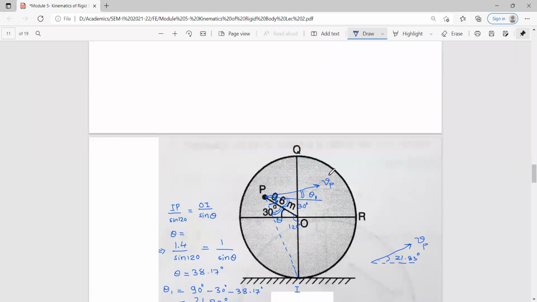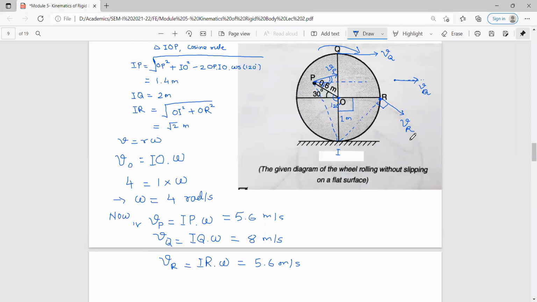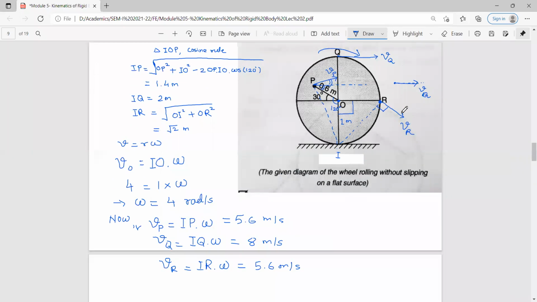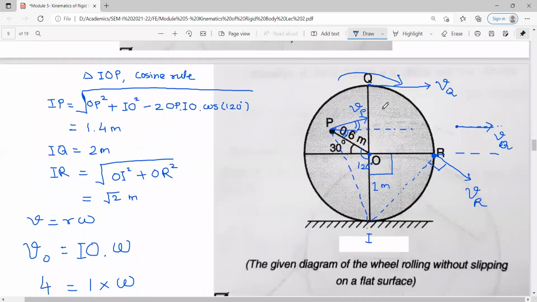So for IR, see what is the direction of velocity of point R. You have to find this angle. Which angle am I interested in? I am interested in this angle. This is my reference: the positive x-axis is my reference from where I am measuring all the angles. So I want to know this angle. How much will this angle be?